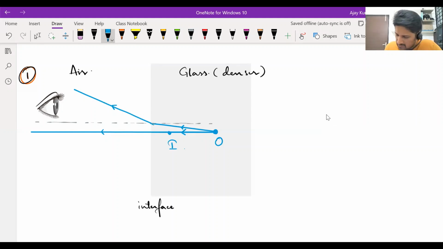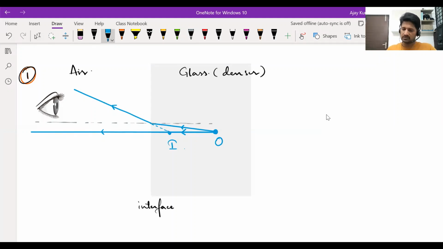Fine. That is the point from which the rays which are actually entering into the observer's eye appear to be coming from that point, capital I. So we will feel as if the object is present at I. We won't be able to see O at all. The original point particle will not be seen by us. What we will see is I only.